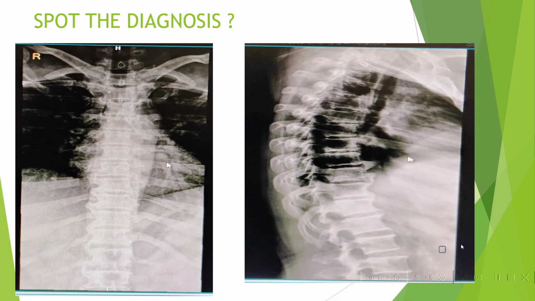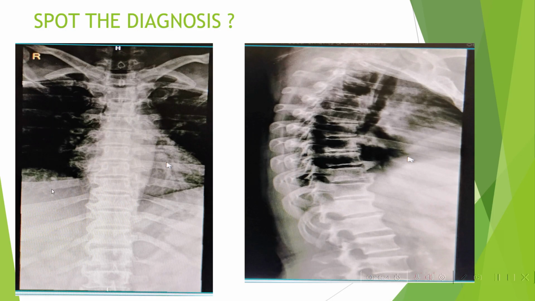No visible winking owl sign seen. Which condition? The winking owl sign is usually seen in metastasis to the vertebrae. Metastasis. Yes, sir. That red area shows a calcification, sir, of the anterior longitudinal ligament. What about the AP view?